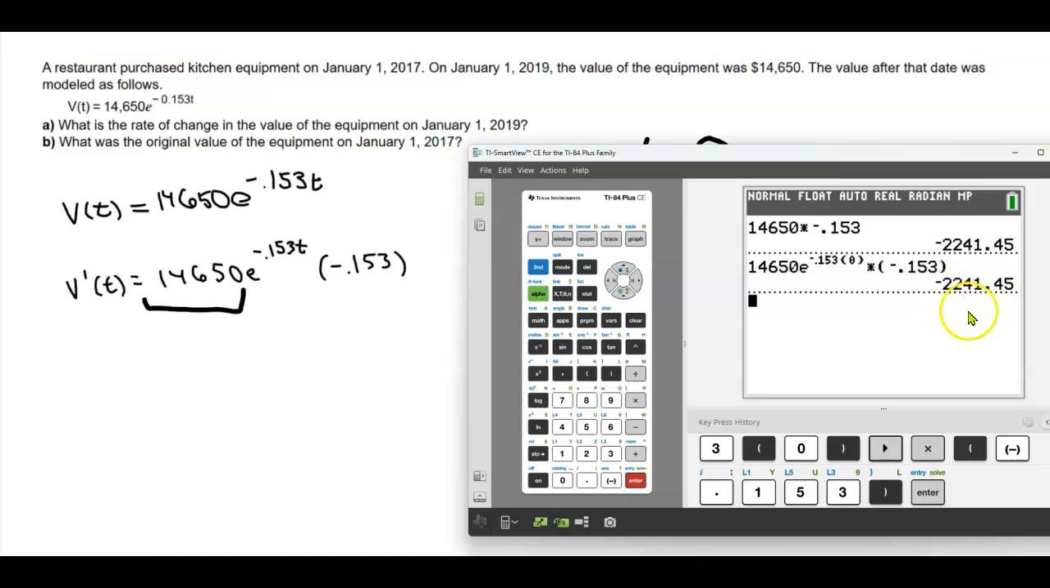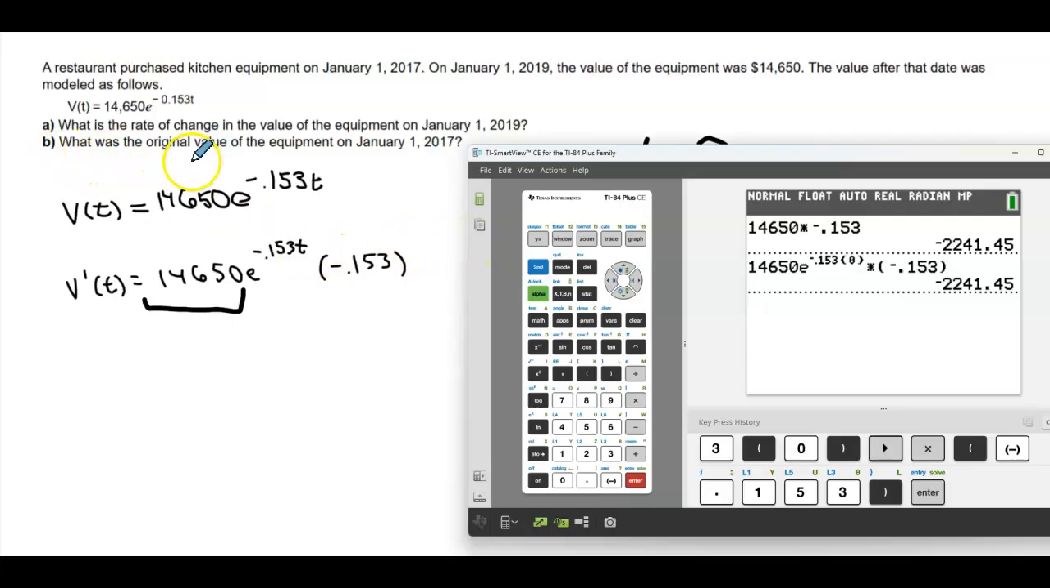So this is the rate of change in the value of this kitchen equipment at t equals 0, which is January 1st, 2019. So this should be the answer. This will be dollars per year. At this particular point in time, the value of this kitchen equipment is losing roughly $2,200 to $2,300 per year. So that's the answer for part A.